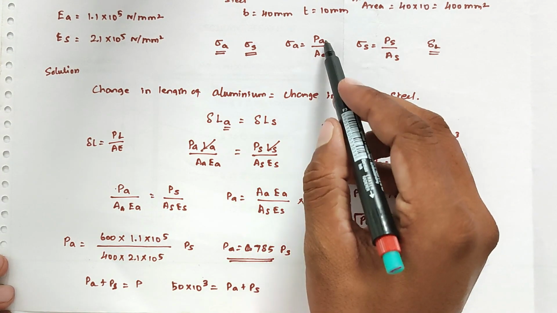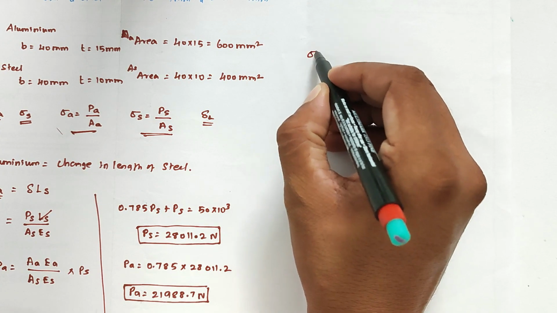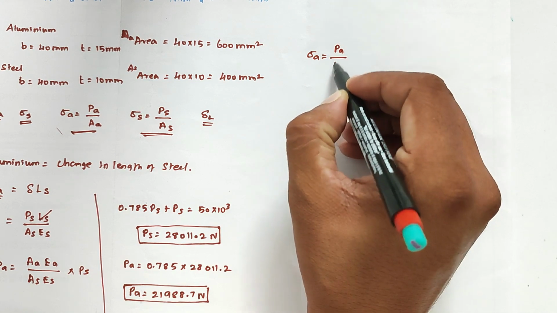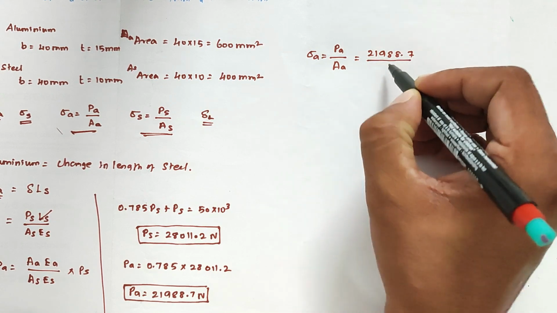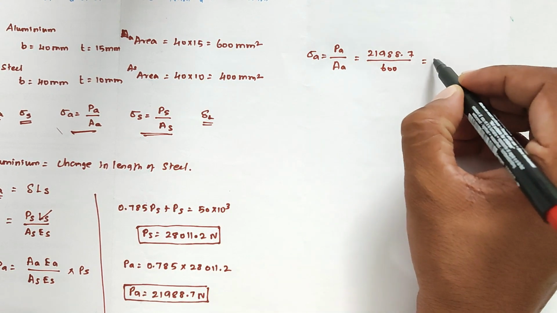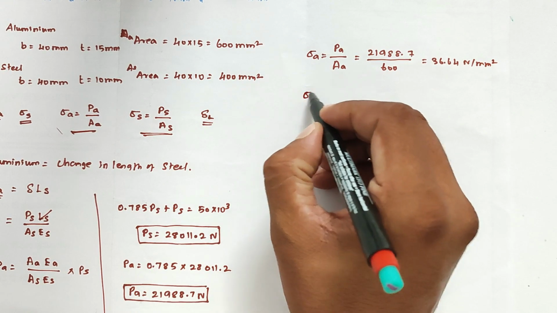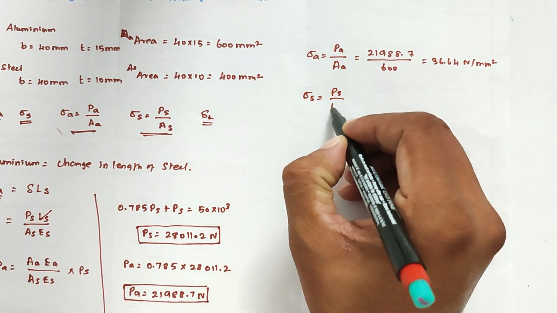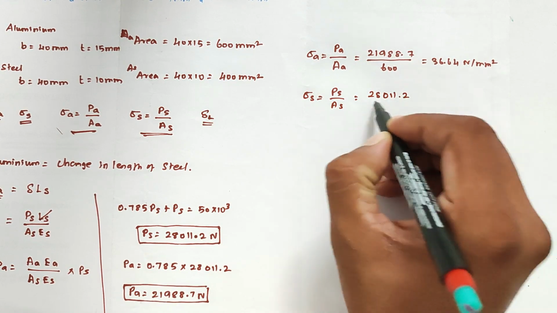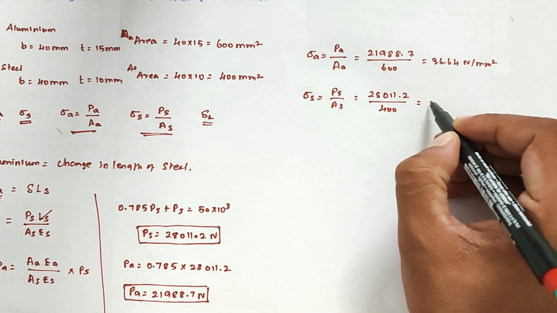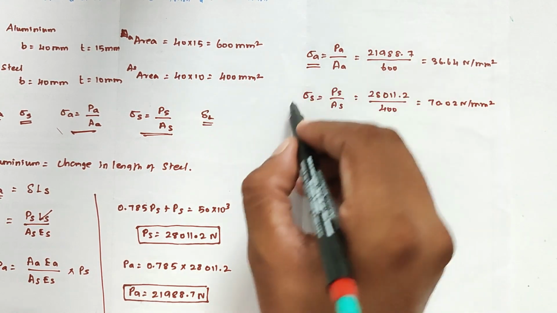Now we can substitute these values to find the stresses. The stress in aluminium, sigma A, equals PA divided by AA, which is 21988.7 divided by 600. So the stress value is 36.64 newton per mm square. Now sigma S equals PS divided by AS, which is 28011.2 divided by 400, giving 70.02 newton per mm square. So this is the answer to the first question.